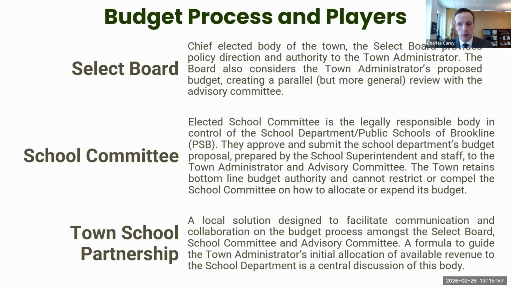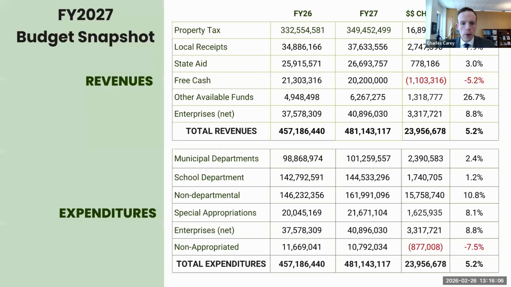We'll talk a little bit about the town school split, the revenue split, and how that money is allocated a little later on in this presentation. This is a big wall of numbers. This is the FY27 budget. And you can see that it balances, right? We have a total expectation of revenues of $481 million and change, and total expenditures of $481 million and change.